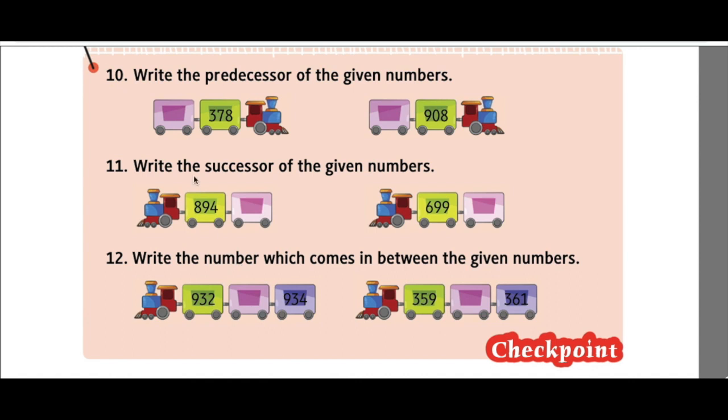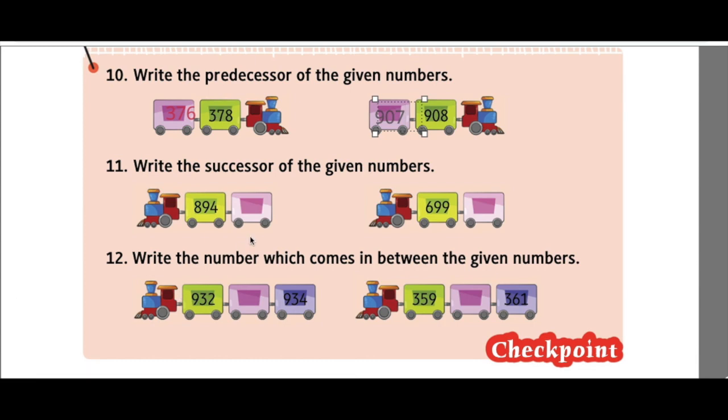Write the predecessor of the given number. Here they have given you the number. You have to write the predecessor of this number, that is, you have to write the before number of the given 3-digit number. Here we have 378. So the before number of 378 is 377. Here we have 908. So the predecessor of 908 is 907.